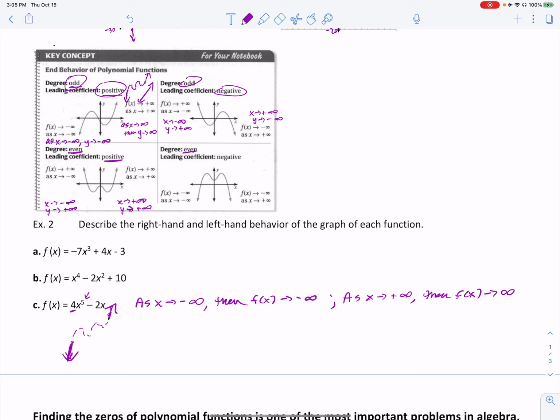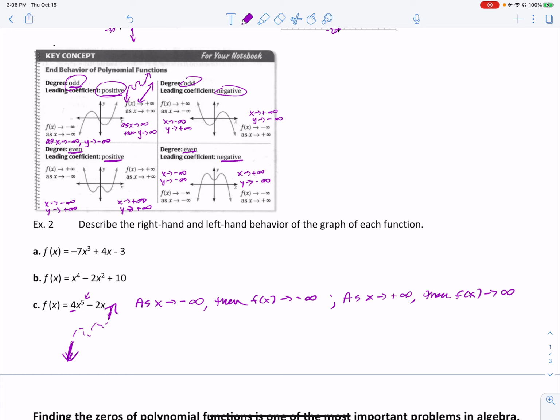However, if the degree is even and the leading coefficient is negative, then as x goes to negative infinity, the y value is going to negative infinity. As x goes to positive infinity, the y value, it's going down, is going to negative infinity. So both y values, regardless of x going to positive or negative infinity, are going to negative infinity, or our function, f of x. So those are the 4 possibilities, just by examining the leading term.